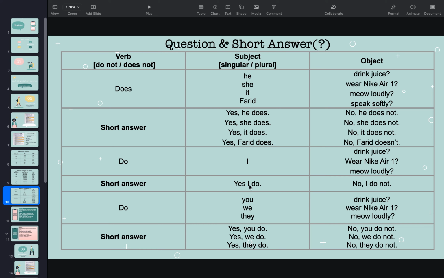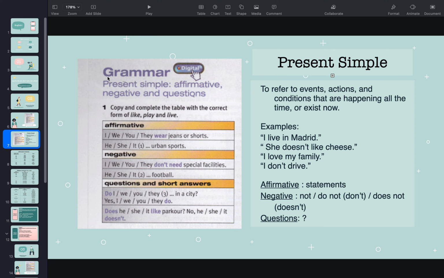Okay, kalau soalan tu tanya, do you drink juice? Then your answer must be, yes you do. Kalau you memang minum jus. Kalau you tak minum jus, no you do not. Okay, cakap macam tu. Alright, jelas? So, apa nak kena buat? Salin ni. Dan dah faham tadi apa affirmative, negative and questions and short answers.